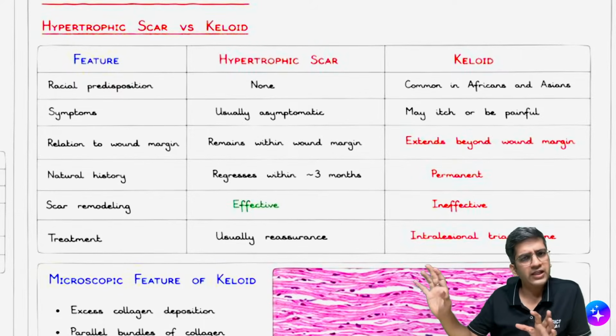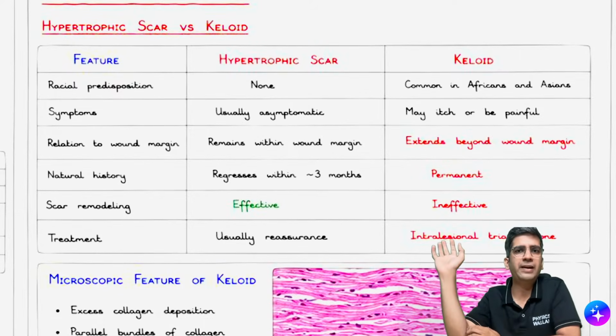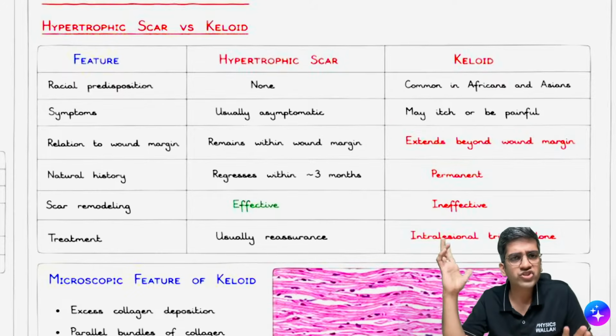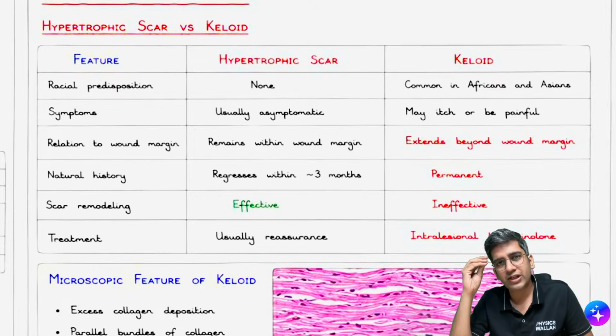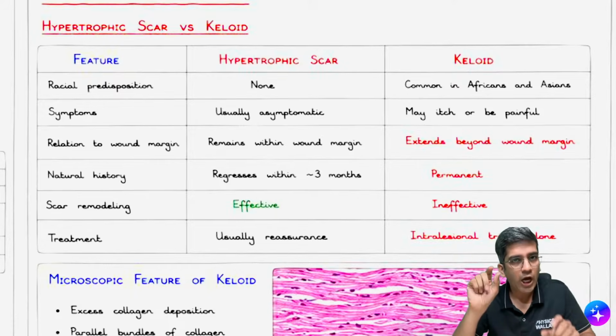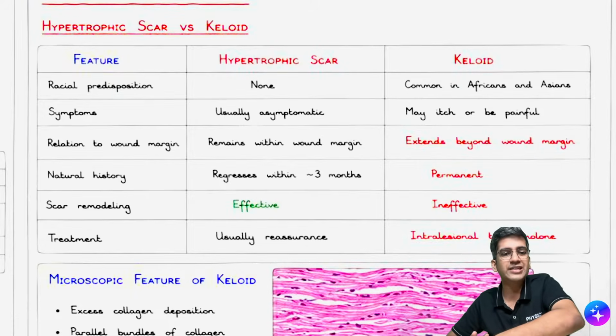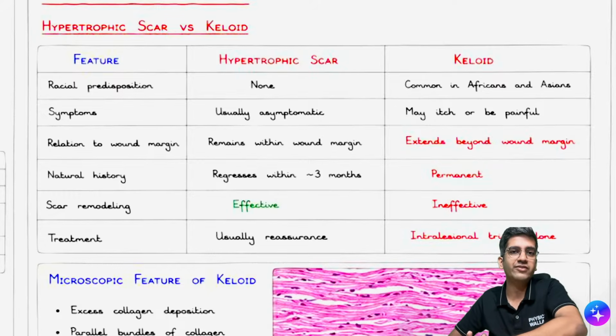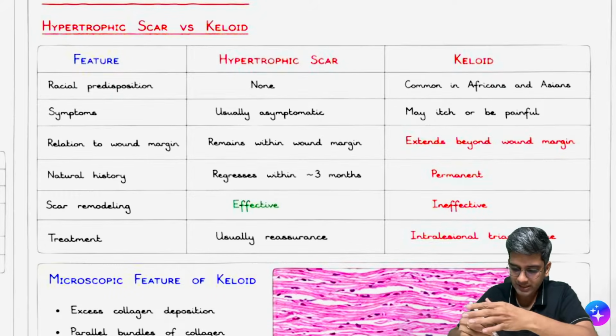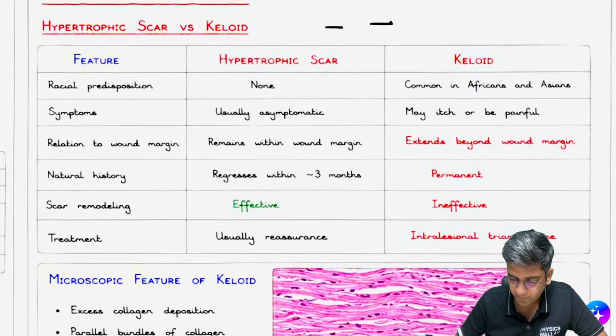Keloid can be symptomatic or even asymptomatic. Itching and pain can be seen in keloid. Sometimes you won't see them also. Hypertrophic scar, you will not even see itching or pain. How do I differentiate them based on microscopy or even gross? Because no one takes a biopsy for keloid, it's about understanding whether it's keloid or not. That's all, right?